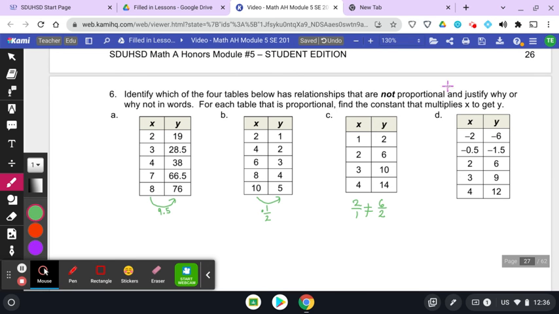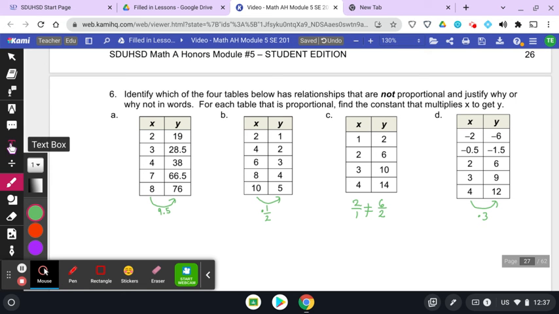All right, -2 times 3 gets me -6. So I check. -1/2 times -3 is -1.5. Or sorry, -2 times +3 is -6. So then I multiply by +3 works, multiply by +3 works, multiply by +3, multiply by +3, and I say, yep, this one's proportional. It's multiplying by +3.